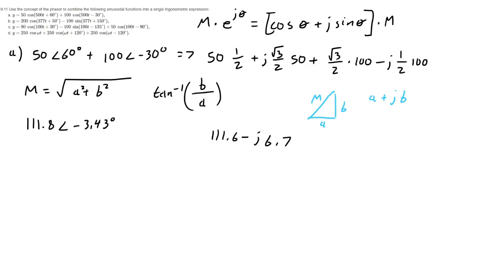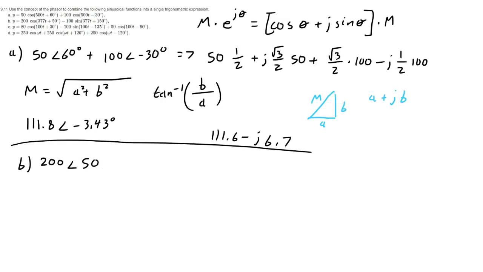So for part B, we're going to do the same thing again. Convert everything to phasors and then solve. So B is 250 degrees minus 100 and then 150 degrees.